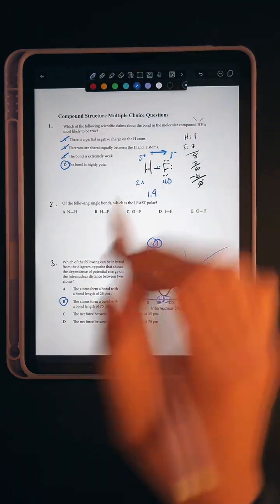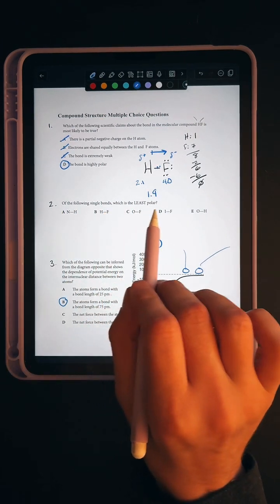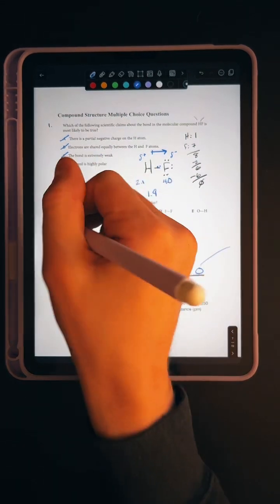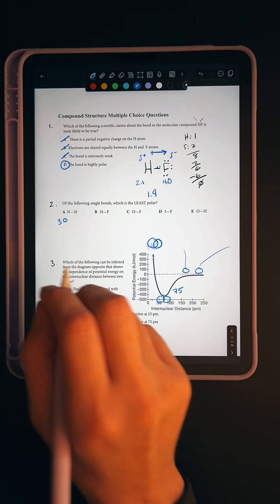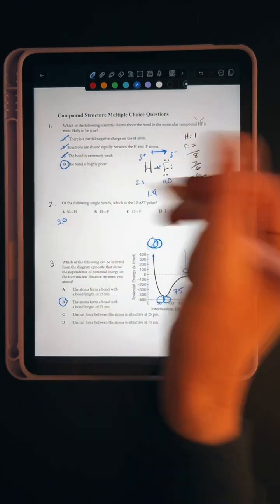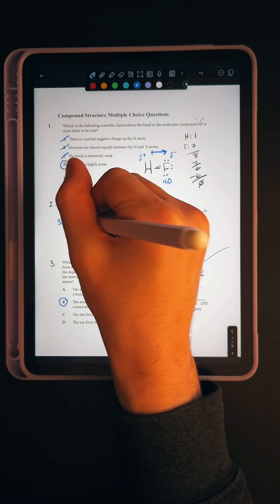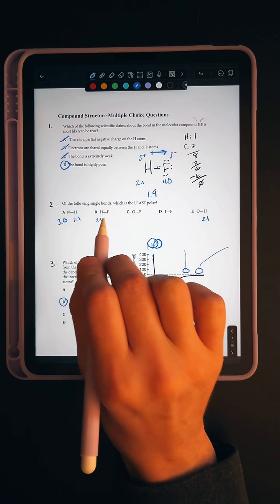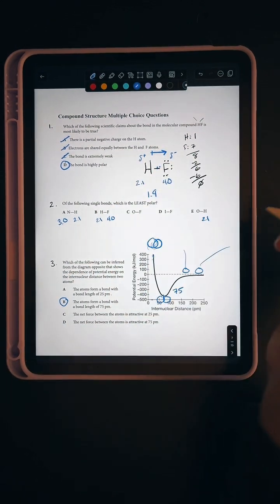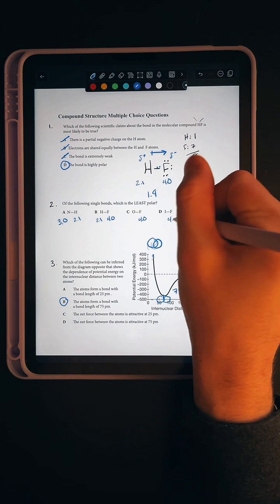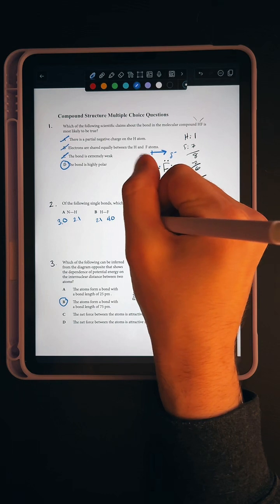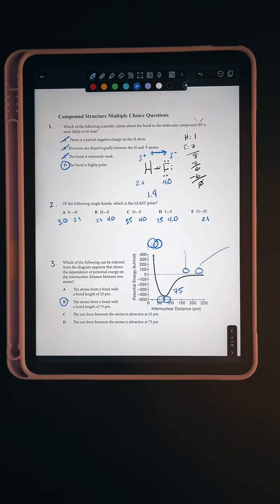Number 2: of the following single bonds, which is the least polar? So this is where we're looking at a difference in electronegativities. I'm going to quickly go through this. If you look at the table, nitrogen is 3.0. Then we have hydrogen at 2.1, so every time there's a hydrogen, I'll put 2.1. Fluorine is 4.0, fluorine is 4.0. Oxygen is 3.5, and iodine is 2.5. So we have these things here.